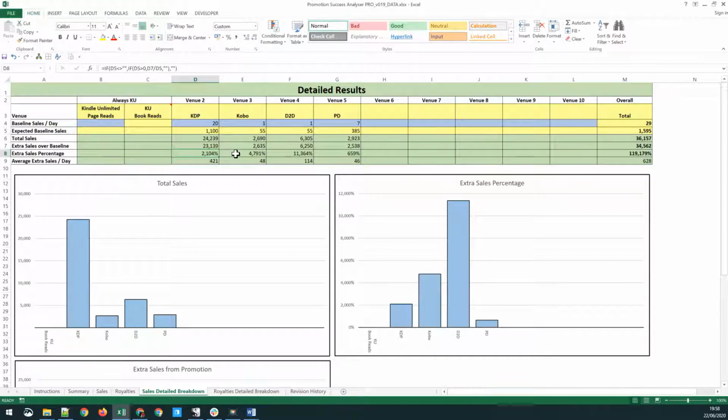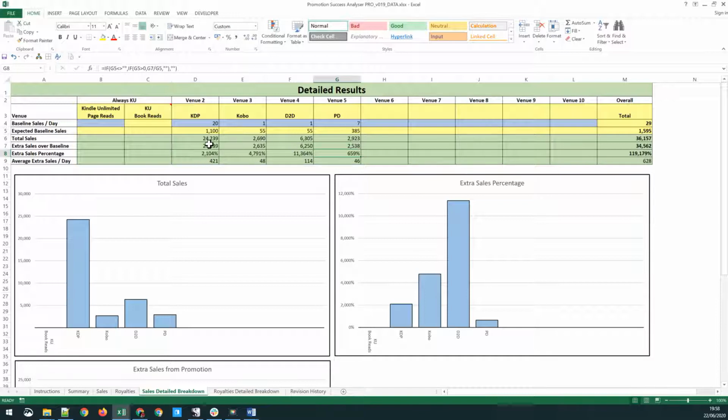And here Kobo's got an incredible extra sales percentage, but that's because I was only selling 1 book a day there beforehand, and D2D is even more. Published Drive is more interesting. So it was 7 and KDP was 20, and you can see for KDP it's gone up to 2,100, whereas Published Drive is up to 700, which is not too bad because I'm only really in Google through Published Drive currently. And you have the overall numbers over here as well.